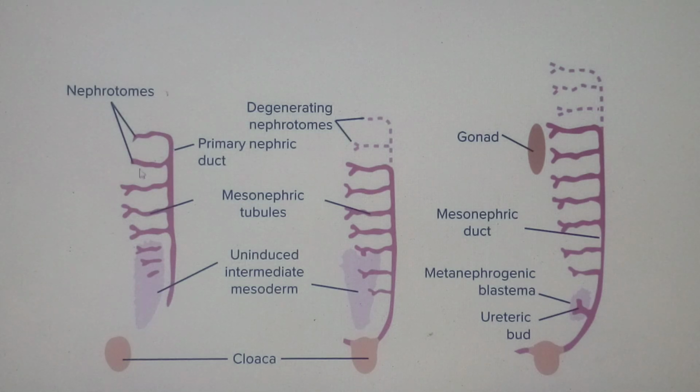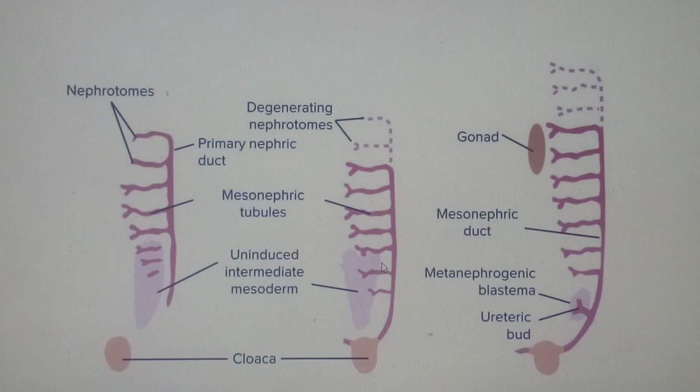Now I told you that there will be mesonephric tubules, about 70 to 80 of them, and the main duct, which is the mesonephric duct, doesn't degenerate. But what do I see? I see that the tubules which gave rise to the pronephros begin to degenerate. So that is one thing that we find.